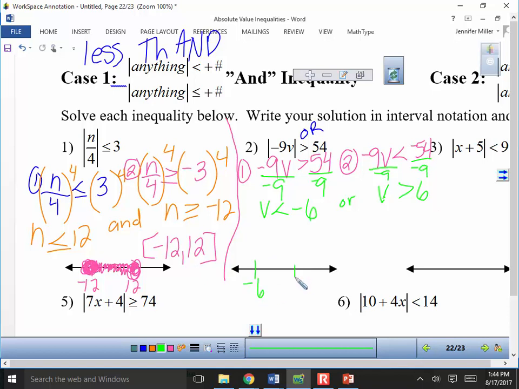Are we shading on the outside or in between? Outside, okay? Open or closed circles? Open. Okay, and how do we write this in interval notation? Negative infinity to negative 6, 6 to infinity. Good. Any questions here on number 1 or number 2?